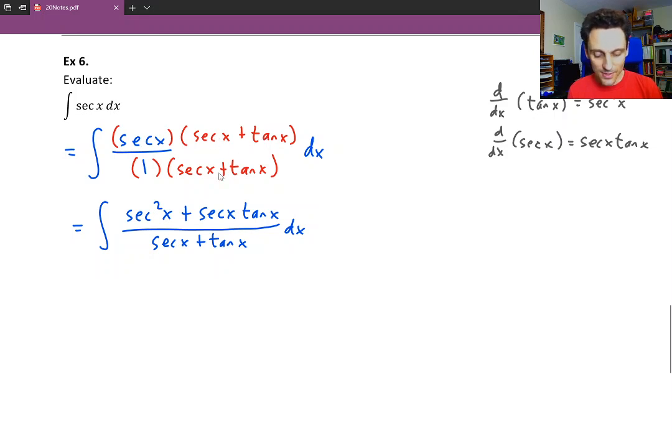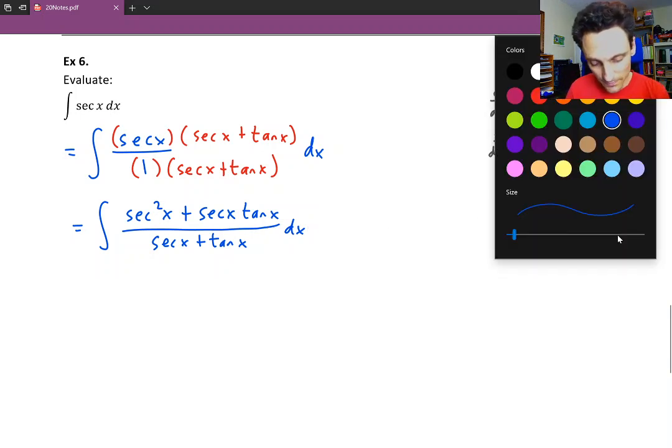And it so turns out that what we're going to get on the bottom of the fraction is the function whose derivative is the top of the fraction. Look at the derivative of secant x plus tangent x. The derivative of secant x is secant x tangent x. The derivative of tangent x is secant squared x. And so the derivative of the whole bottom is the whole top. So this is going to be perfect for substitution. We just set ourselves up for a perfect substitution.